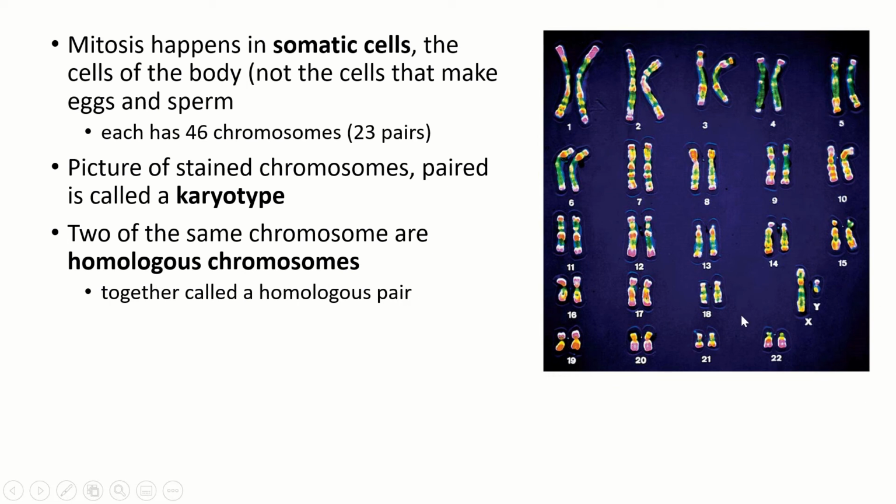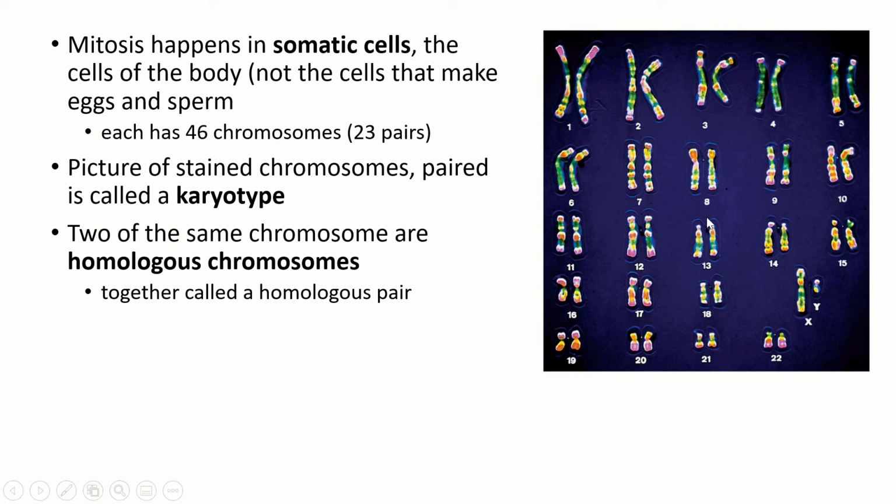Okay, so we have 23 homologous pairs. Even though in the male the X and Y are different, we still call them a homologous pair because they pair up together. All right, so in mitosis, we took these chromosomes, and you notice each of these is a pair of chromatids. Remember, those are the strands of DNA held together at the centromere. We separated those chromatids into separate cells.